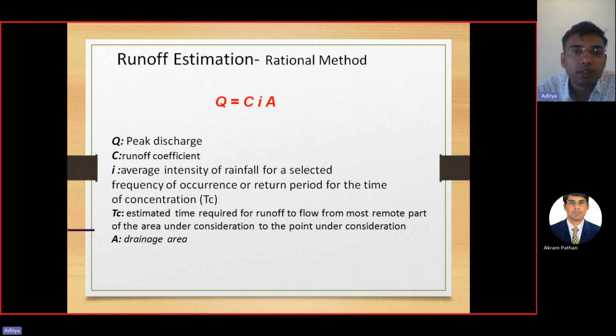So runoff estimation, there are many formulas. Here we use only the rational method, that is Q = CIA, where Q is the peak discharge, C is the runoff coefficient, I is the average intensity of rainfall for the time of concentration, and A is the area, as mentioned here.